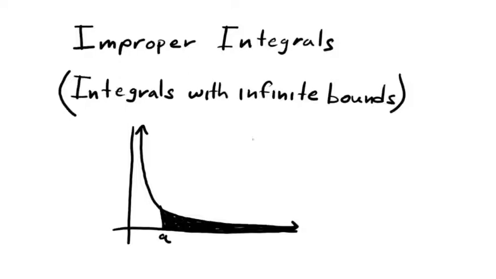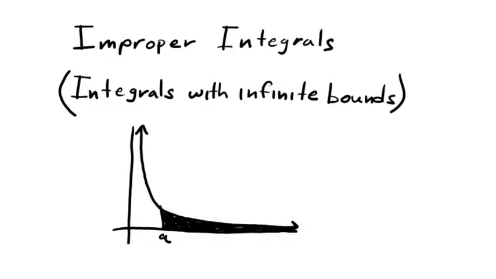Okay, in this video I want to talk about improper integrals. Now, improper integrals are, simply put, integrals with infinite bounds. Alright, so you can see one representation of definite integrals is the area under the curve. So indefinite integrals can have the same sort of meaning. They can represent the area under the curve.